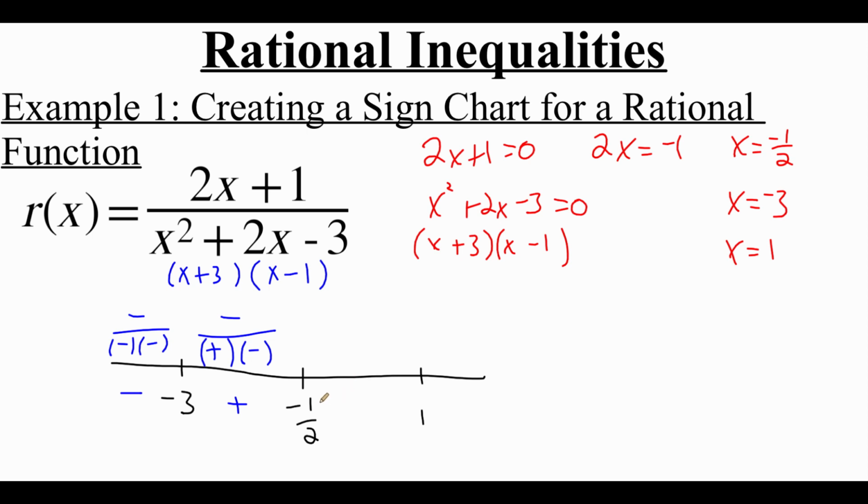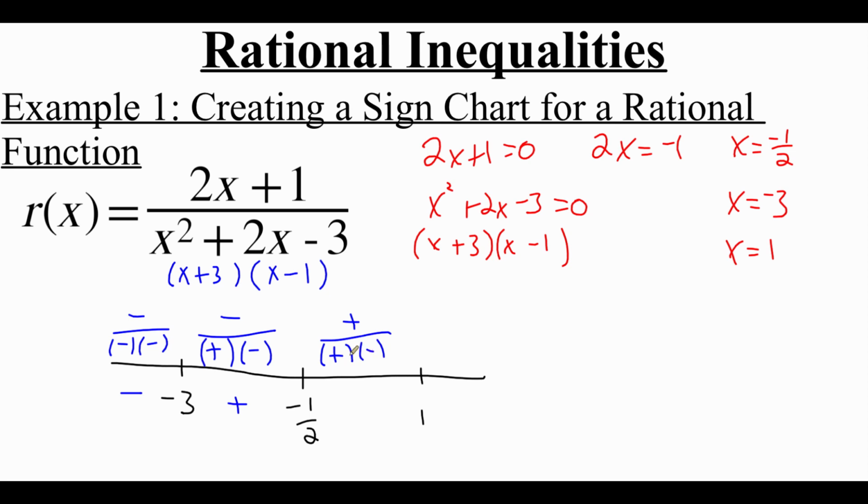If I plug in something between negative 1/2 and positive 1, so maybe 0. If I plug in 0 on top, I'll get a positive answer. If I plug 0 into my first factor, I'll get a positive answer. And if I plug 0 into my second factor, I'll get a negative answer.